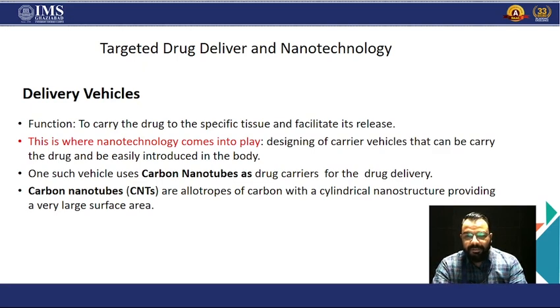Here comes nanotechnology, where we use these created nanoparticles or nanosynthesized materials as a carrier vehicle which easily takes the drug and can be introduced to the body. One such vehicle is carbon nanotubes. Though there are many vehicles available, carbon nanotubes are a good drug carrier for the drug delivery system. Basically, carbon nanotubes are allotropes of carbon with a cylindrical nanostructure, providing a very large surface area.